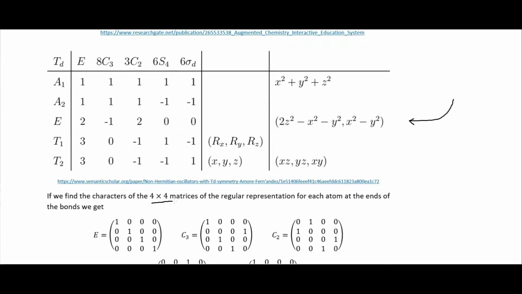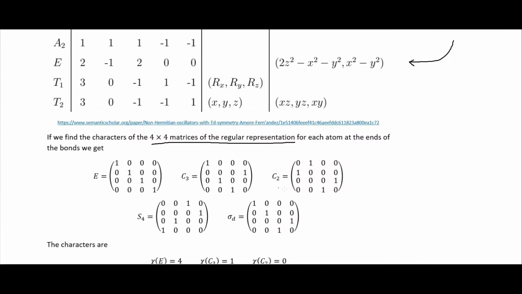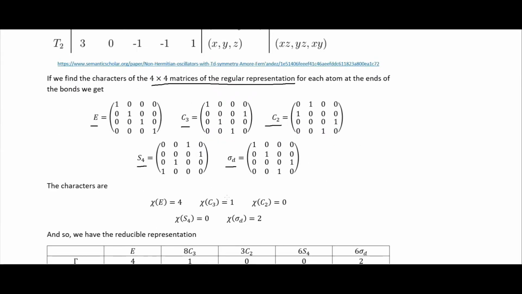So we find the 4x4 matrices of the regular representation. A regular representation, as I talked about in my group theory playlist, is one where each column has only a single one in it, and everything else in the column is a zero. We can see that each column of the matrix has just a single one. We have the identity element here, which is just ones on the diagonal. We have the C3 rotation, the C2 rotation, the S4 improper rotation, and the sigma D reflection. If we take the trace of each of these matrices, we get these characters right here.